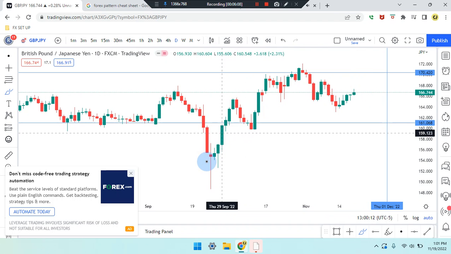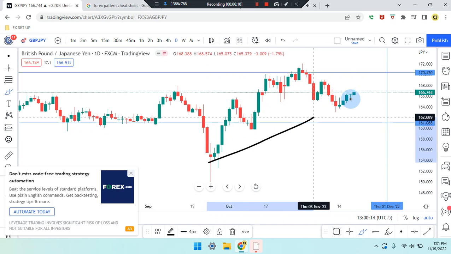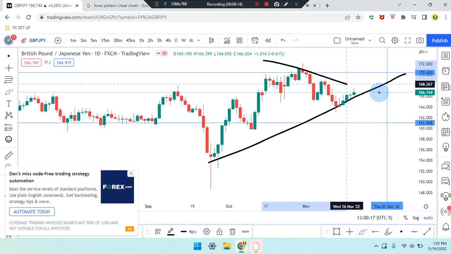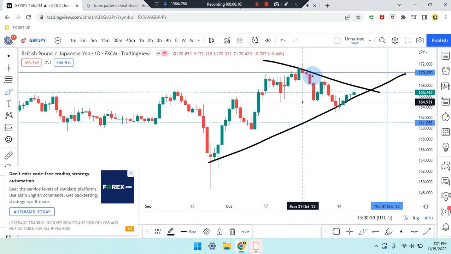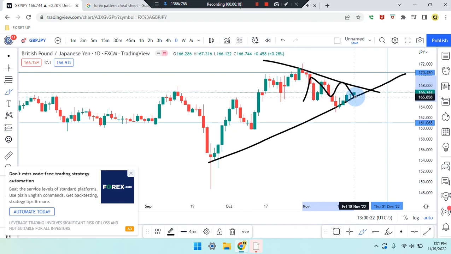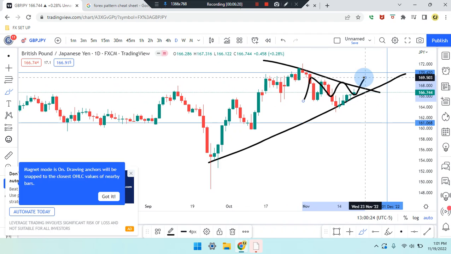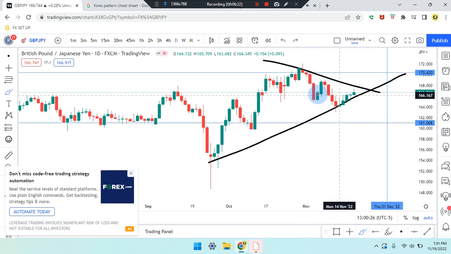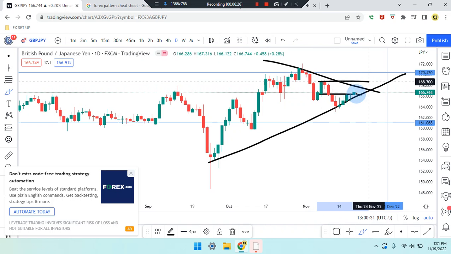So if you connect those supports and we connect that resistance, we can see that market's bouncing up and down within that wedge pattern. So we're looking at the market to see if it's going to break out that wedge or break down through that wedge. But we do know price action is in that middle of a high and a low.